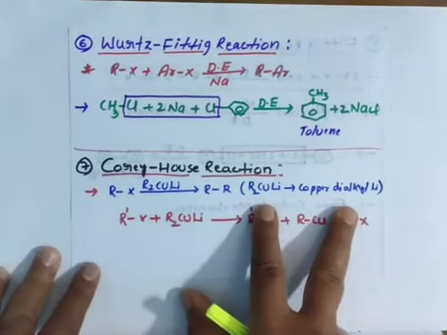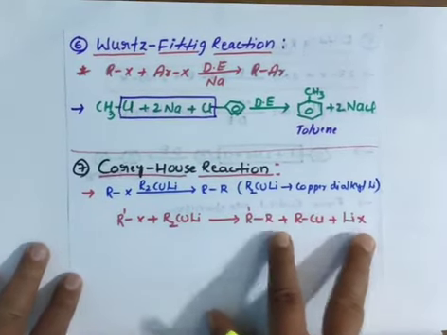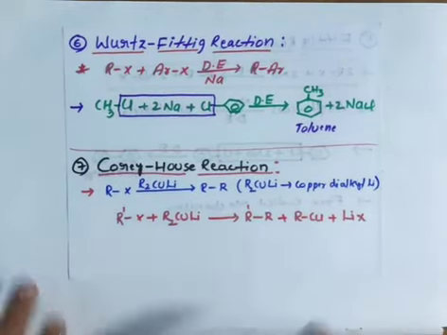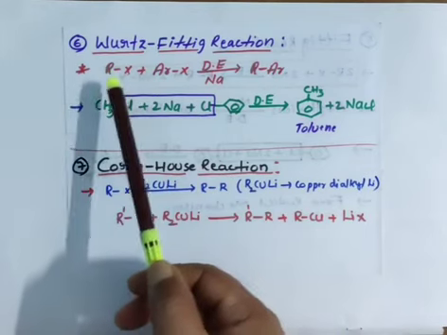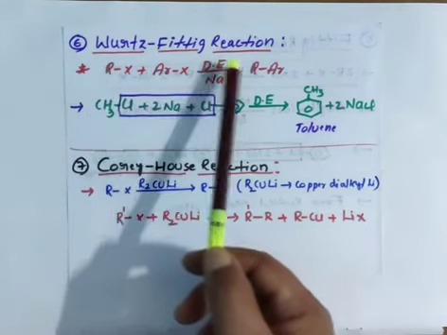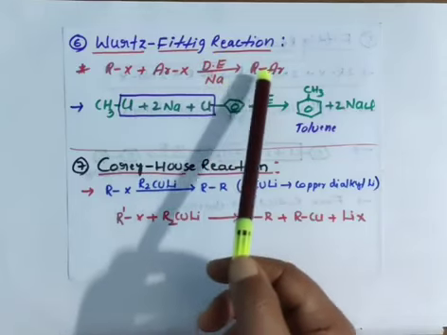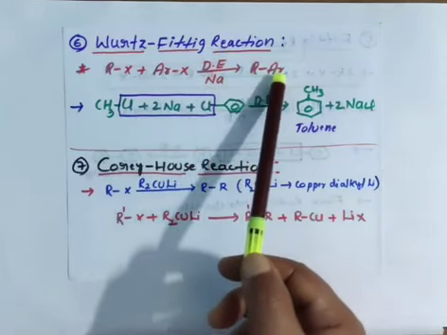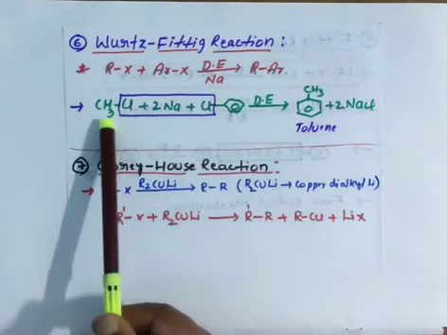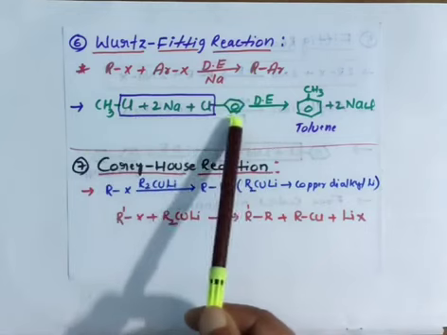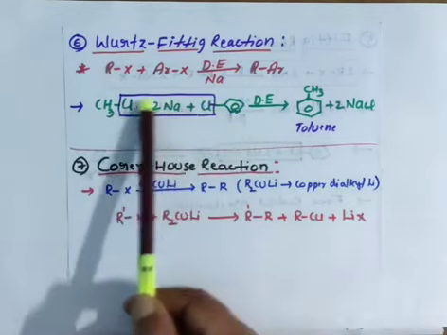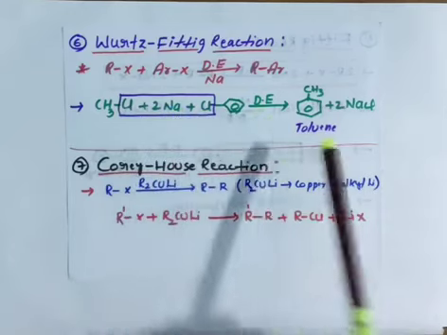Wurtz-Fittig reaction. In Wurtz reaction, alkanes. In Fittig reaction, biphenyls. Now both are mixing, one alkyl halide, one aryl halide. In the presence of dry ether and sodium, you are getting an alkyl aryl compound. One is alkyl, one is aryl. Methyl chloride, and here chlorobenzene, chloromethane, chlorobenzene, sodium metal, dry ether.